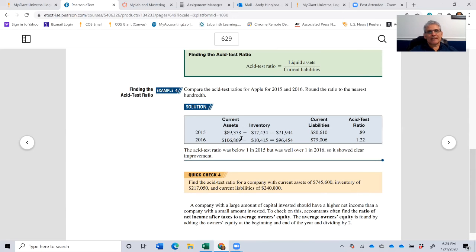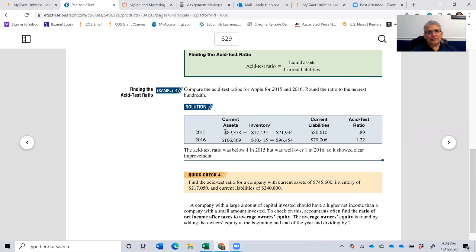So that's going to be 89,378 minus 17,434. That gives us 71,974. Now we're going to take that and divide it by current liabilities. That's the same current liabilities that we've used before. So that's going to be 80,610. The asset test ratio is equal to 0.89.